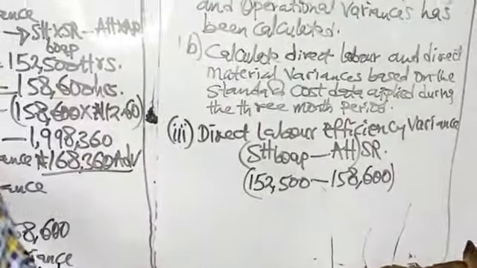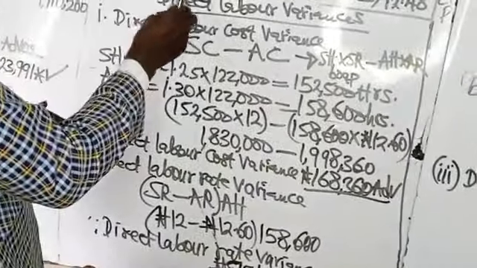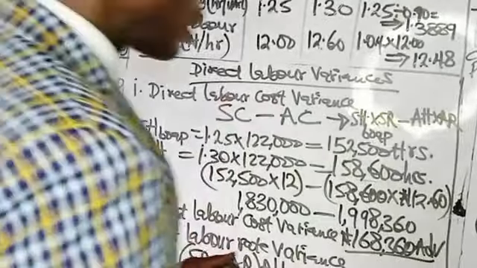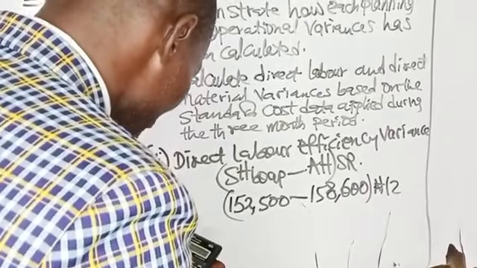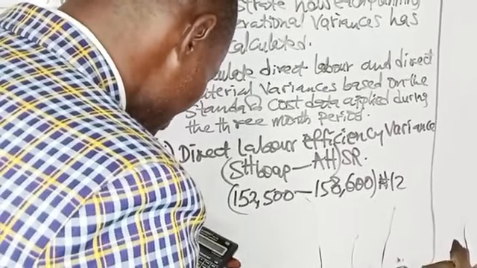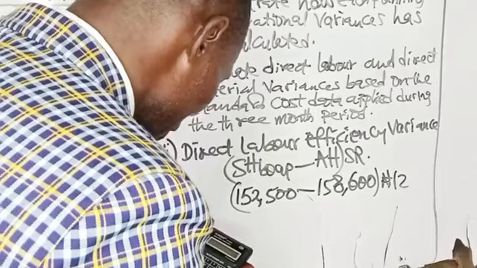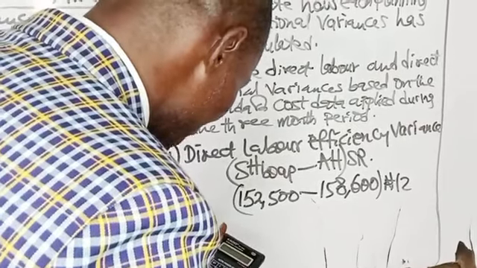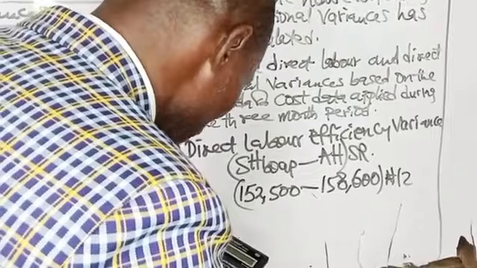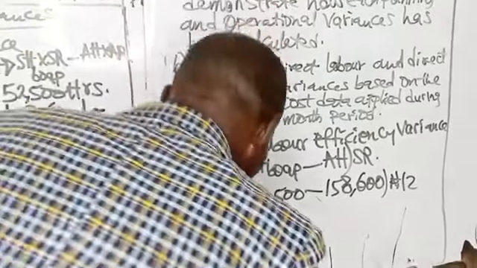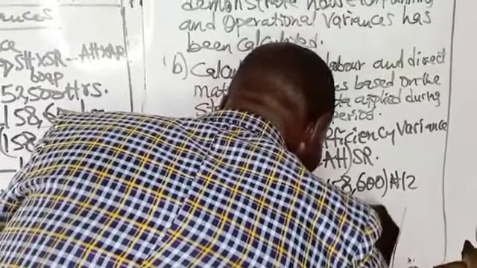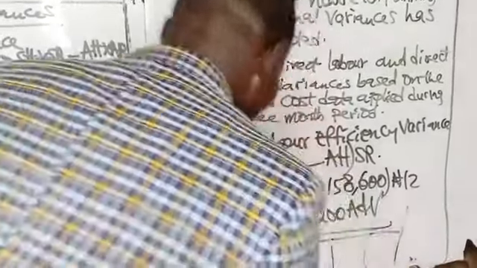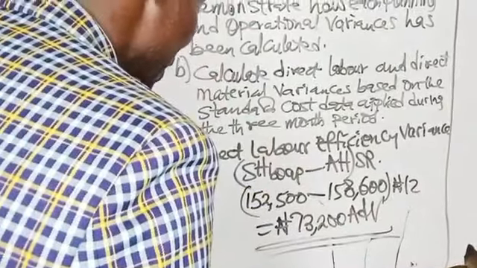And our standard rate, direct labor, 12 naira. So we multiply it by 12 naira. So we have 152,500 minus 158,600. We have 6,100 times 12. That gives us 73,200 adverse. That is direct labor efficiency variance.